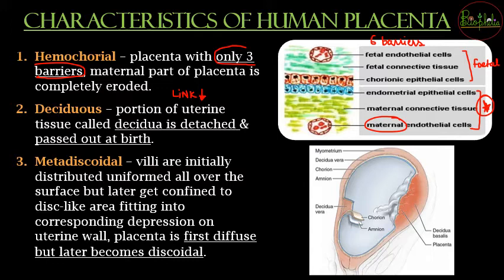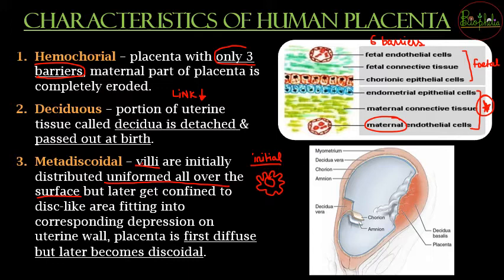Third characteristic, that is metadiscoidal. Now initial conditions जहाँ पे newly placenta form होने वाला है, during that time the villi, that is the finger like projections, are going to be distributed uniformly all over the surface. So initial days में क्या होने वाला है, initially the condition is going to be like everywhere these finger like projections are going to be formed. So that is called as discoidal type of placenta.